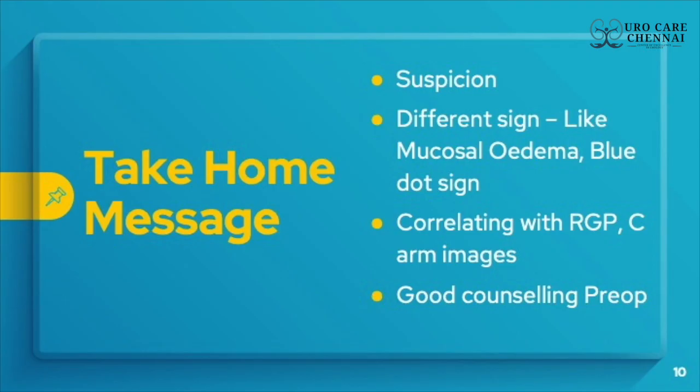So the take home message is we should have a high degree of suspicion of diverticular stone when we see an isolated caliceal stone. Different signs like mucosal edema, blue dot sign or a tangential opening can give a clue about the diverticular opening. Correlating with RGP and CM images is very useful. Good pre-op counseling regarding need for PCNL or inability to remove the stone is necessary.